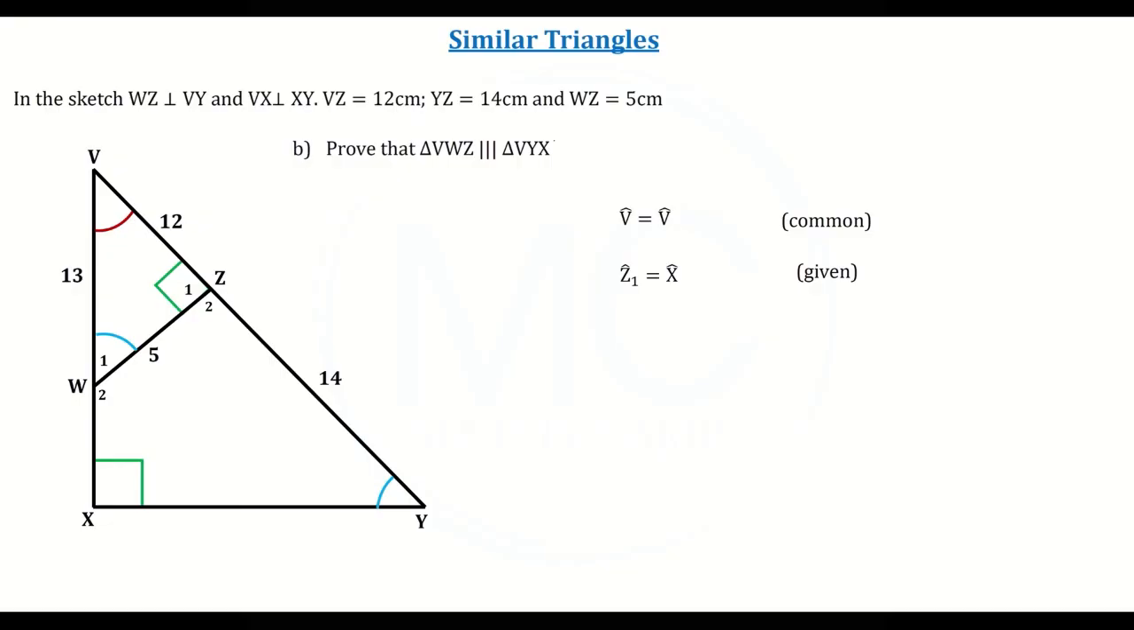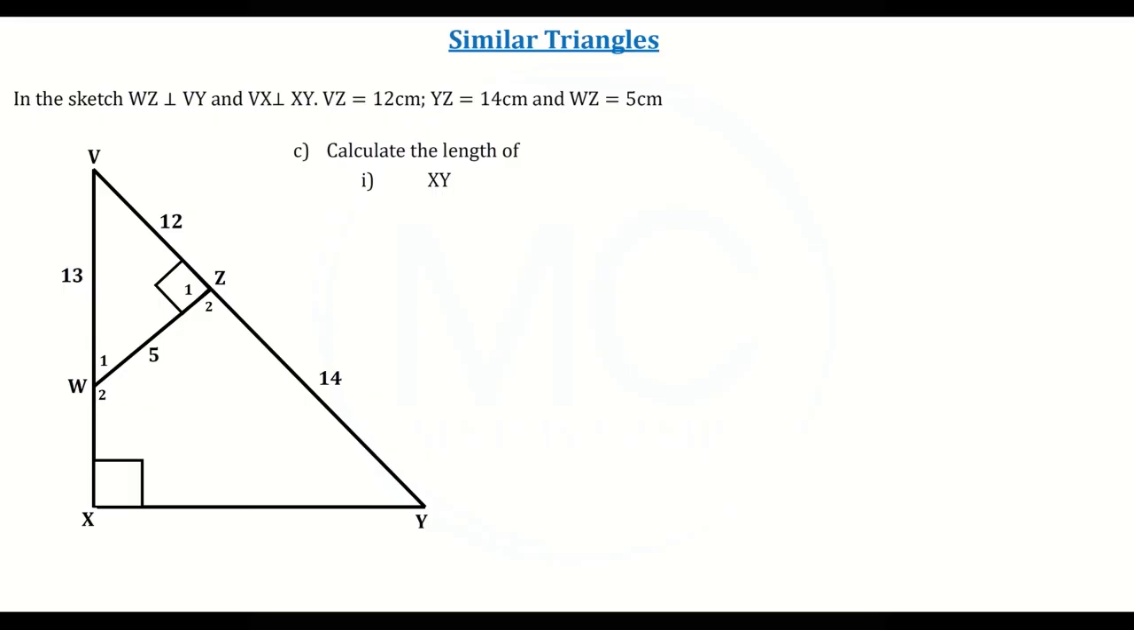So as our statement, we say angle W1 is equal to angle Y because these are interior angles of a triangle. Now we have three pairs of corresponding angles that are equal. So now we have proven that triangle VWZ is similar to triangle VYX because all three corresponding angles are equal. Now we can move on to part C1, calculate the length of XY.